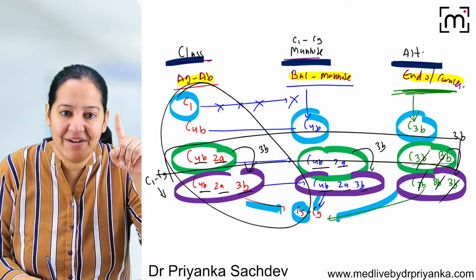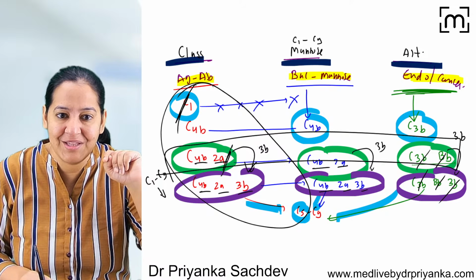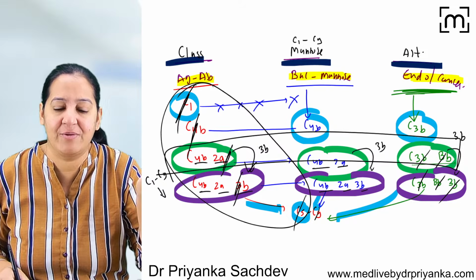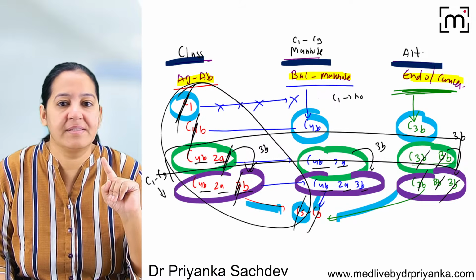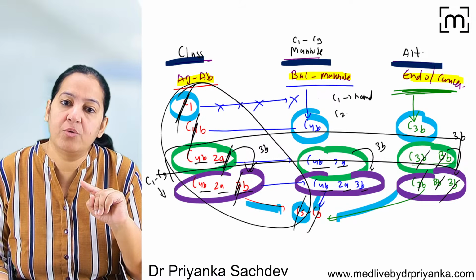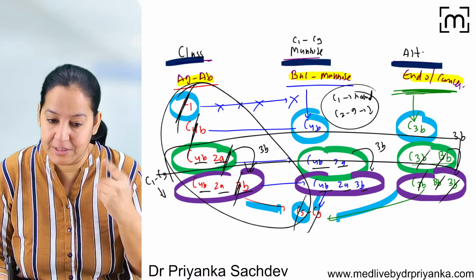You can see C1 is also there, C2 is also there, C3 is also there, C4 is also there, C5 to C9 is also there. All 9 will fall. In the second one, C1 is normal. C1 is not involved. Remaining all, C2 to C9 will fall. You can see C2 to C9 are falling.